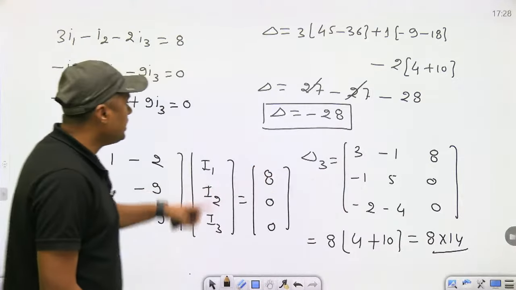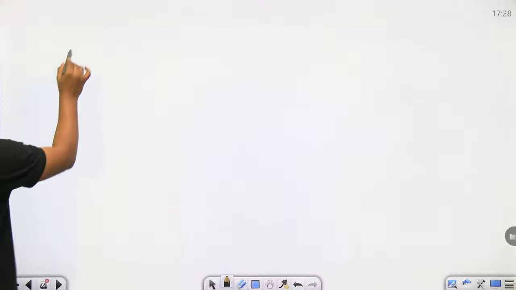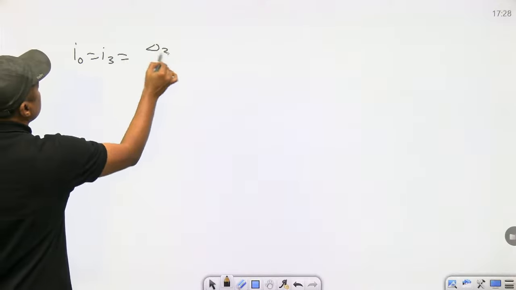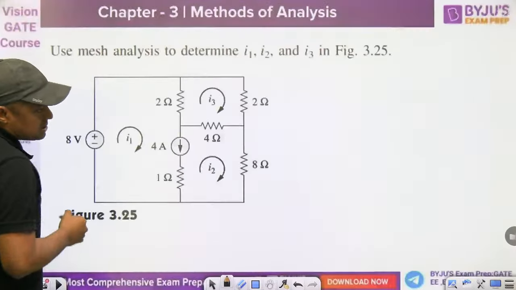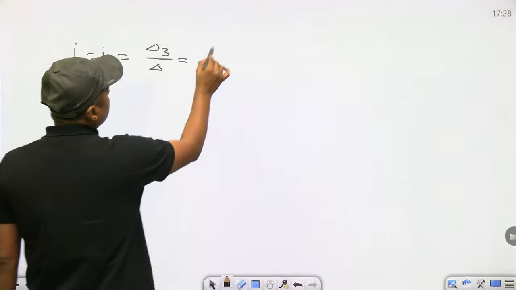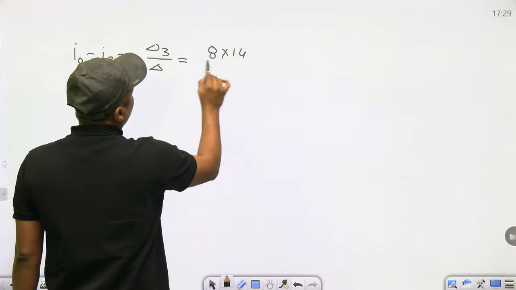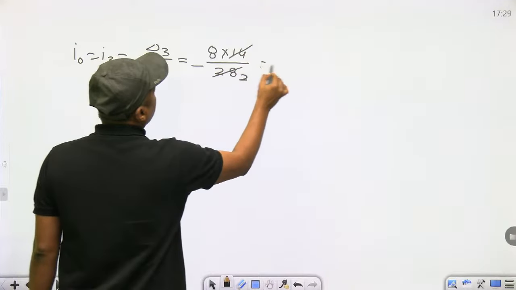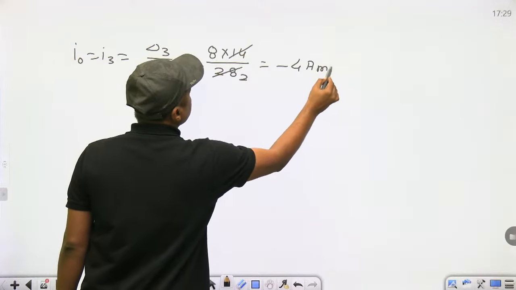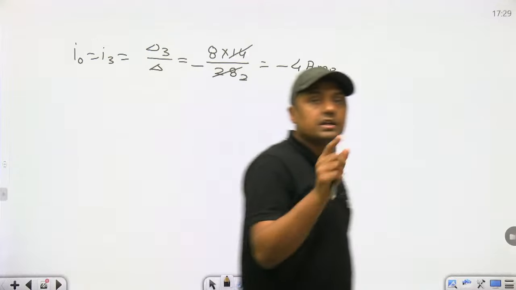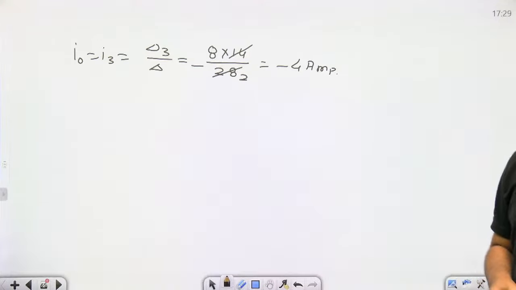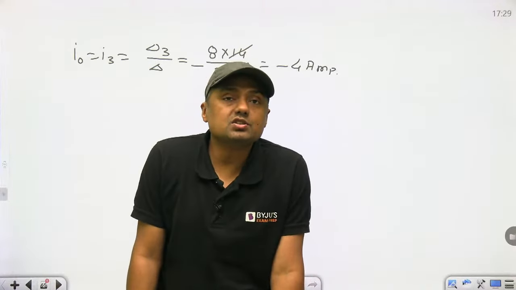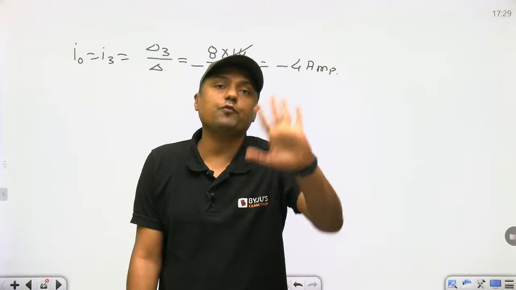Now tell me, this is 28, please calculate the value. So this is del 3 upon del. What is this? 8 into 14 upon 28 with minus sign. 2, and I am getting minus 4 ampere. How many students are getting minus 4? Now watch this. I have done the calculation. I have not solved it before because it is an unsolved numerical. I have just solved it in front of you.